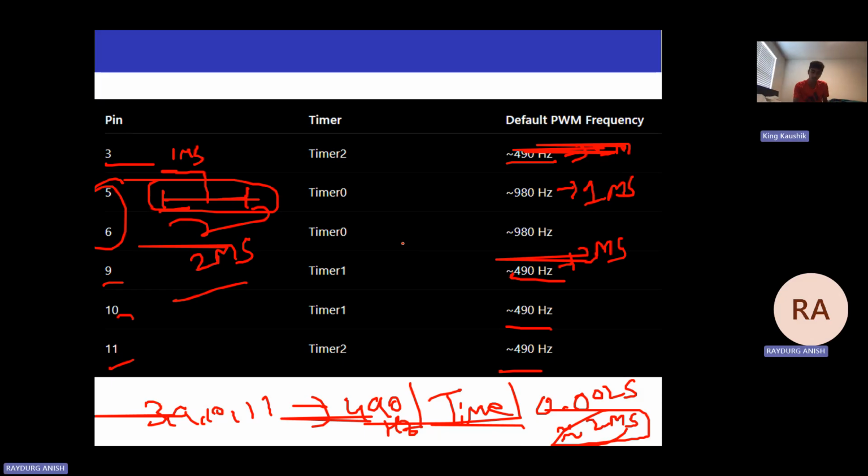So if I tell you the duty cycle is 25%, can you tell me how much time it is on and how much time it is off in case of 490 hertz?